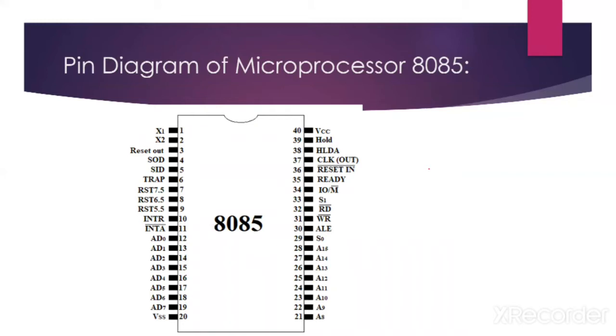Next topic is the pin diagram of microprocessor 8085. The 8085 chip is available in a 40-pin plastic ceramic package. That is, the 8085 pin diagram consists of 40 pins. This is the pin diagram of microprocessor 8085. VCC is a positive power supply. Next pin is hold.